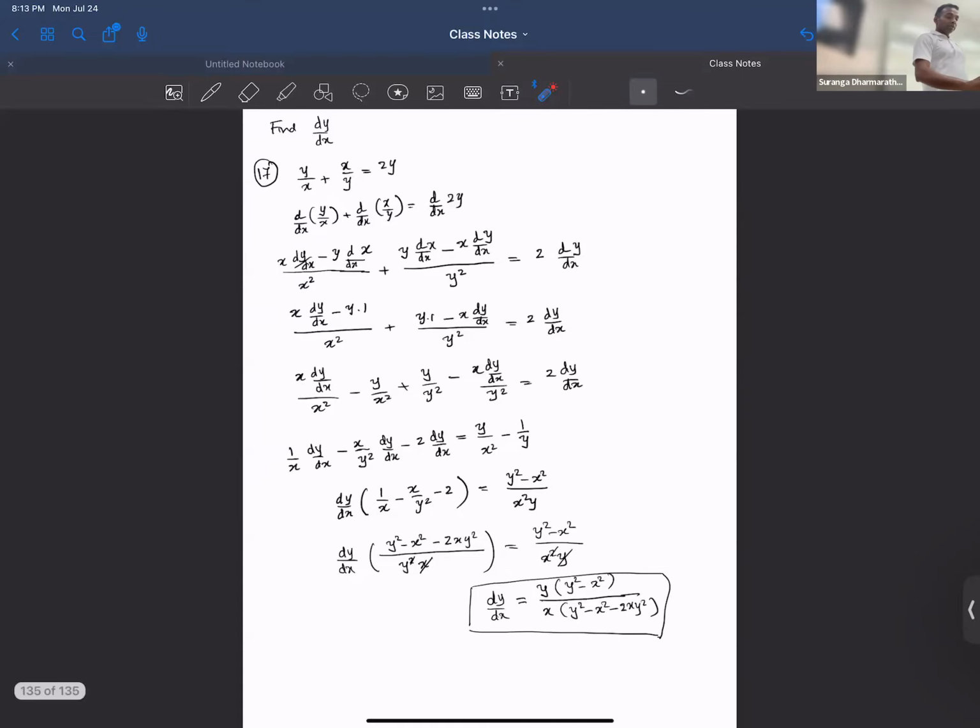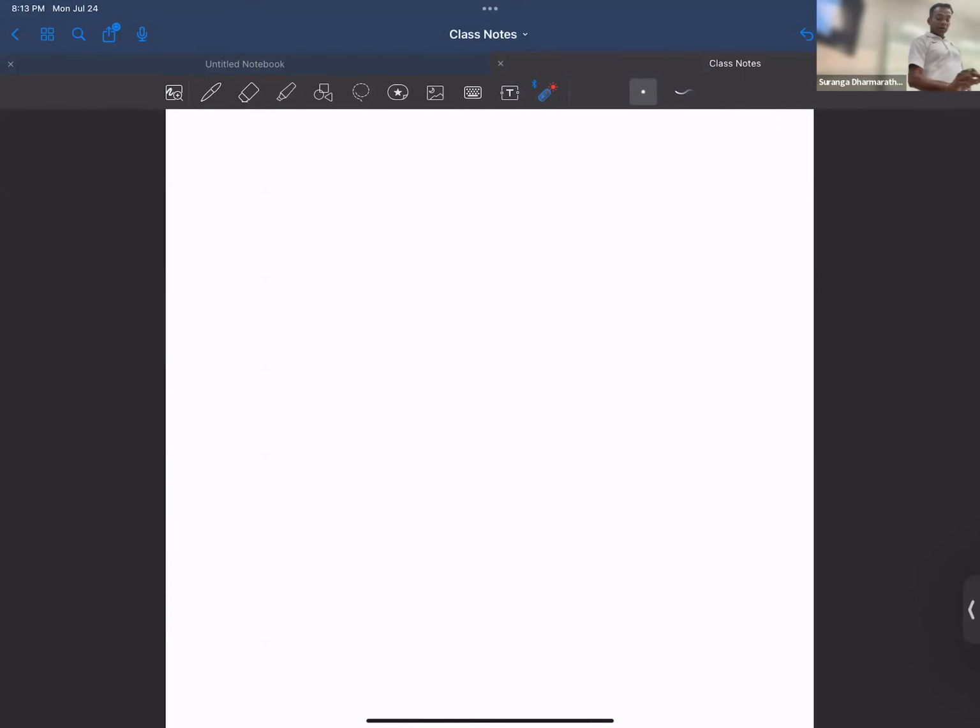Okay, so let's do this. Let's do the other one. Okay, this is problem 22. So you are given sine of xt equals t. What you need to find is dt over dx. Okay, now you don't have y, instead of y you have t.